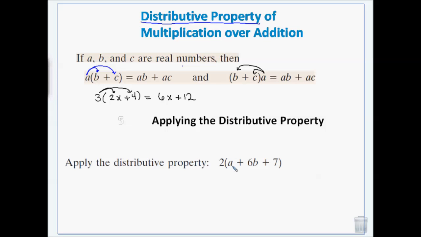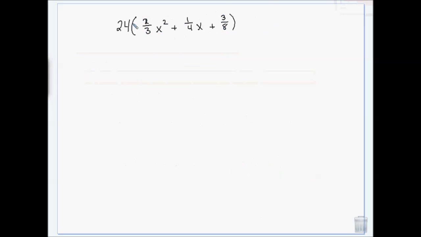So I can do that, and it doesn't matter how many terms are inside the parentheses. I'm going to take this 2 and distribute it to each of the terms inside. So I get 2 times A, 2 times 6B, and 2 times 7. And I'm going to distribute 24 to each of these. The reason I picked these numbers is because it'll be nice. 3 goes into 24, 4 goes into 24, and 8 goes into 24, right?